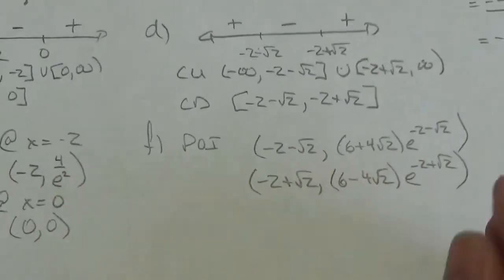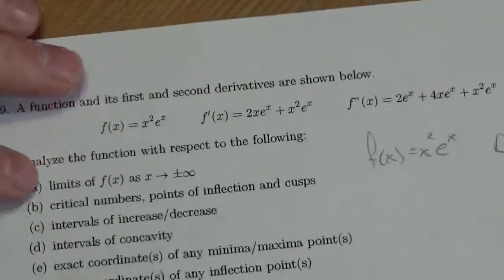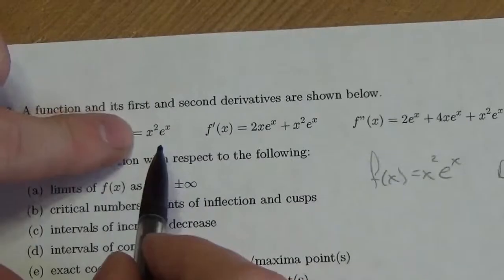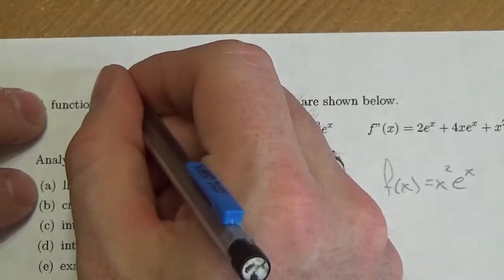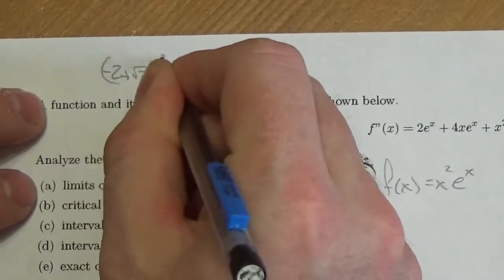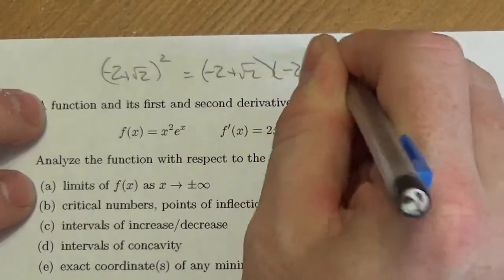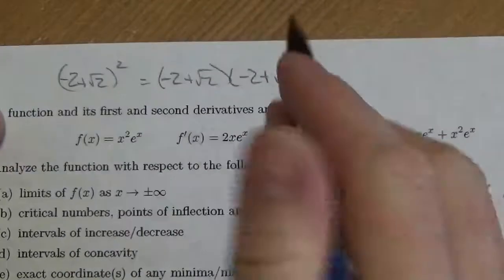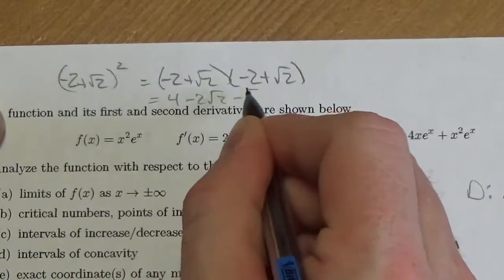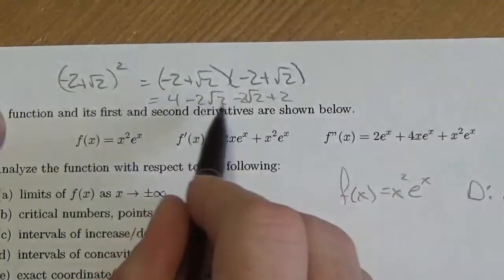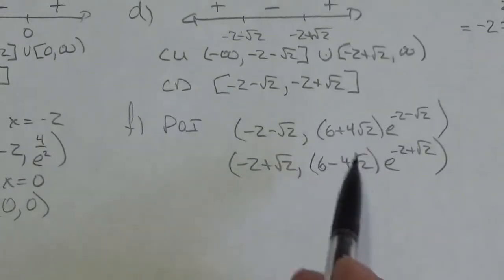Sorry, I'm jumping through that real quick, because all I'm doing there is taking these x coordinates and plugging them into here. Just bear in mind that this is squared. So when I plug negative 2 plus root 2 squared into that, that's negative 2 plus root 2 times negative 2 plus root 2. And when you multiply that out, please remember to do this. That's going to be 4 minus 2 root 2 minus 2 root 2 plus 2. Please remember those middle terms. That's where I'm getting this coefficient from here.